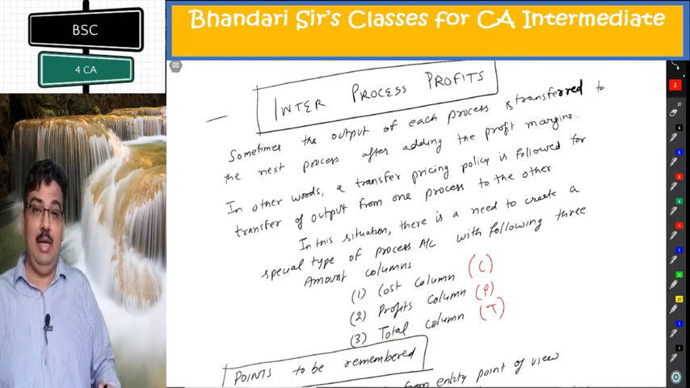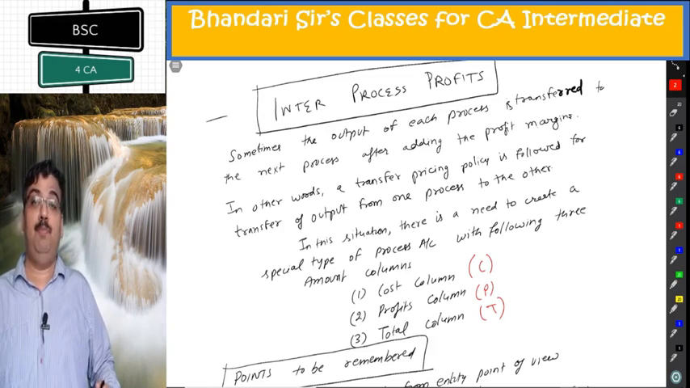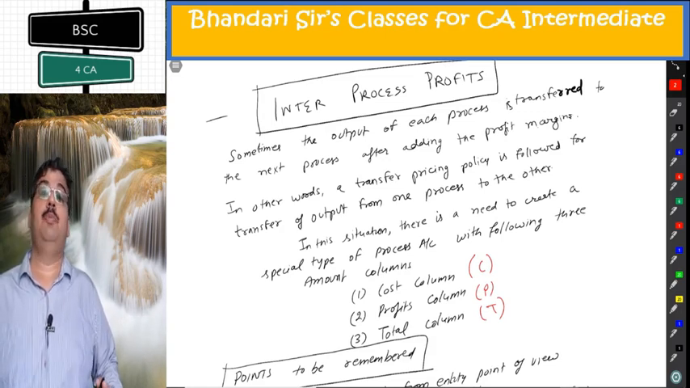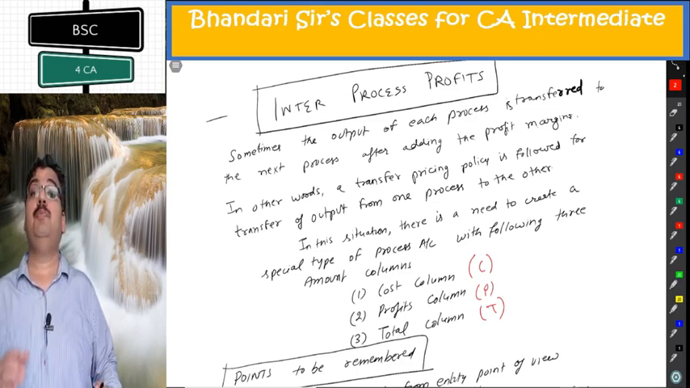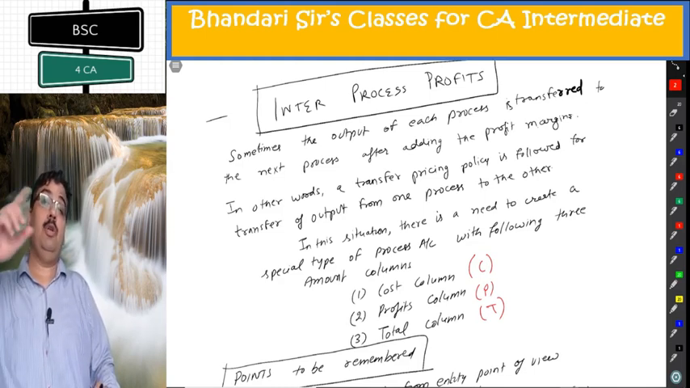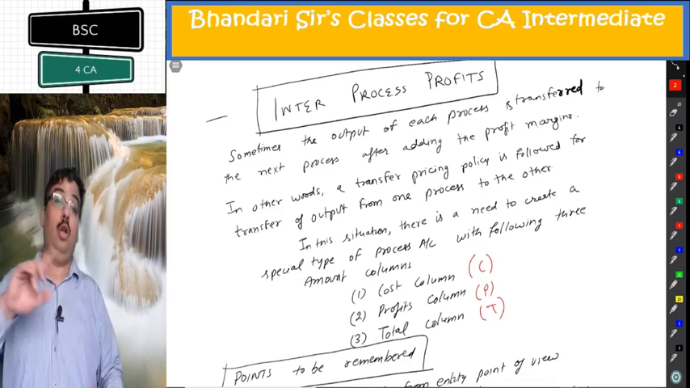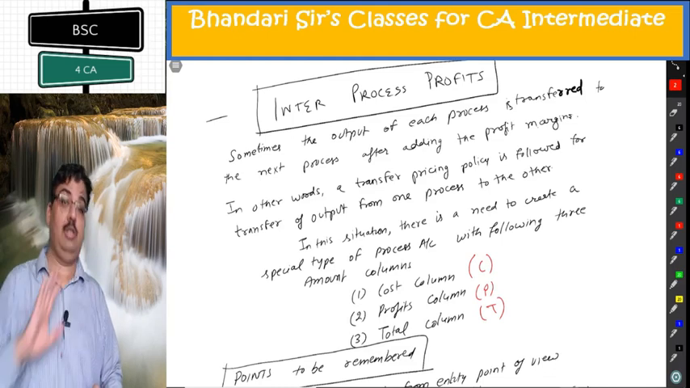Now try to understand clearly. Cost is cost from company point of view. Profit is inter-process profit. T total is cost from this process point of view. If I get a cost of 100, I add 20 rupees profit. From next process point of view, 120 is its cost. Its total column is 120, which is its cost.